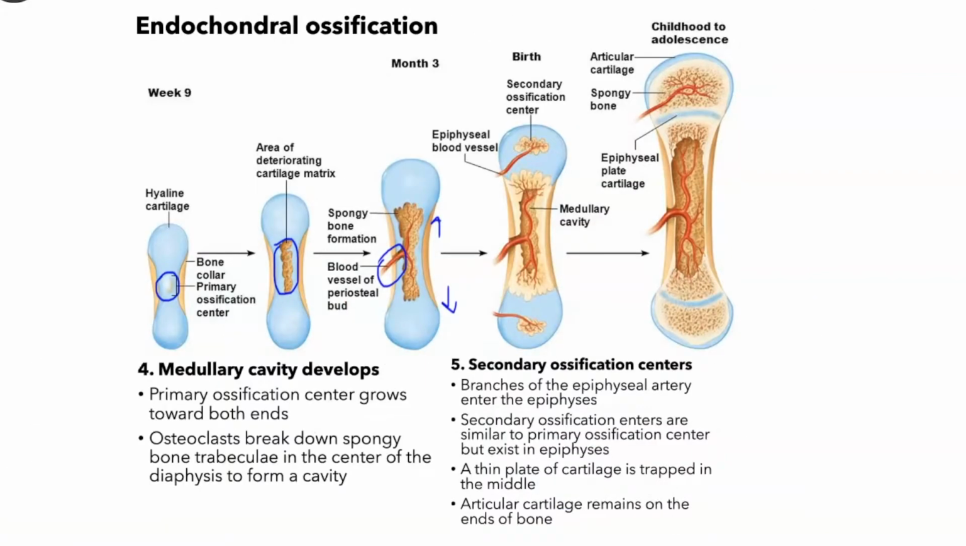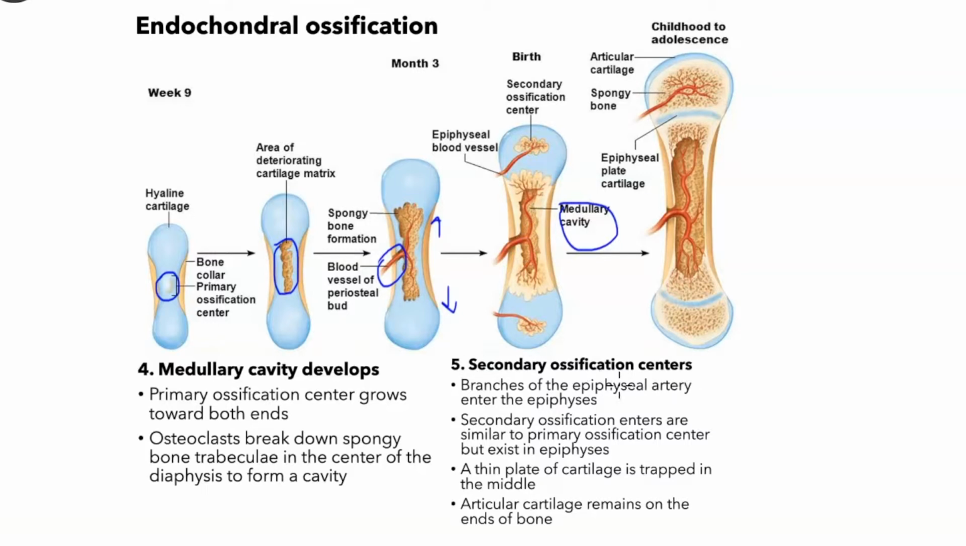All right, we're not quite done yet. We have 2 steps left of endochondral ossification. So in the 4th step here, we see the medullary cavity develop. And this is quite simple. As the primary ossification center grows here toward both ends, osteoclasts, which are bone-destroying cells, break down the spongy bone trabeculae here in the center of the diaphysis to form a cavity. And this becomes the medullary cavity as it fills up with red bone marrow later.